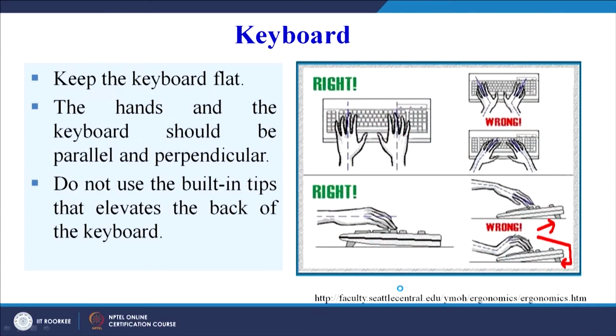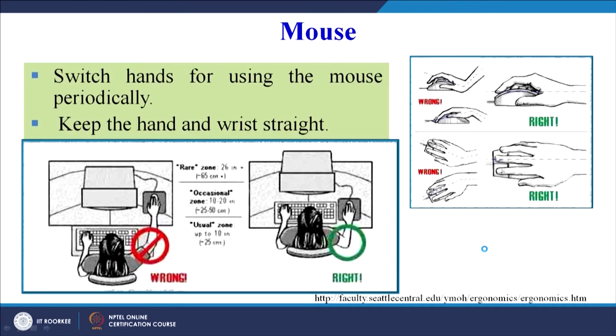So then quickly let us see now the keyboard. Keep the keyboard flat, the hands and the keyboard should be parallel and perpendicular, which is given here. These are parallel here and they must be perpendicular. This is wrong, we must not do the typing like this. Do not use the built-in tips that elevate the back of the keyboard. So this is not required. So this is the mouse.